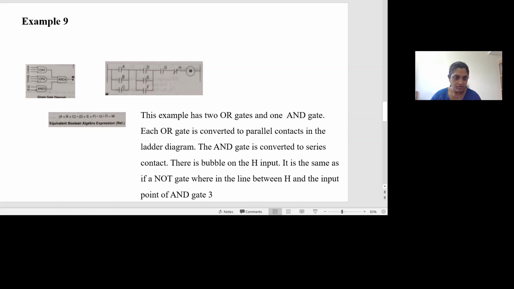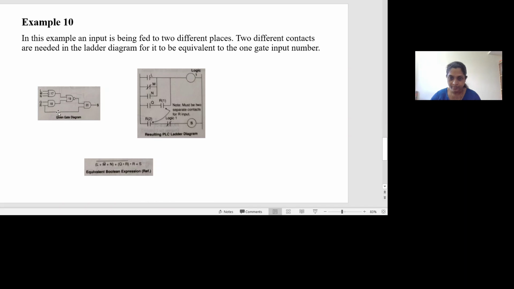Next, we'll move to the last example. Here, a logic gate diagram is given. Convert that into an equivalent ladder diagram. And here, one more concept I have introduced.